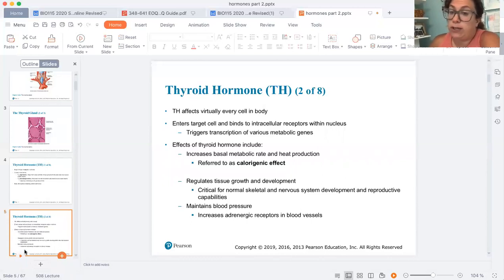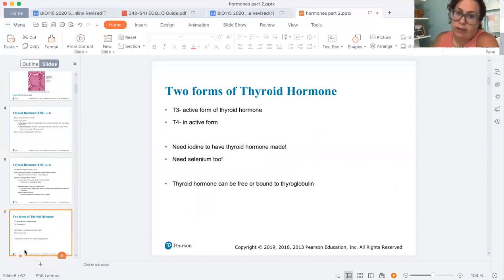It's really important, especially in children, to make sure the thyroid is functioning properly. Otherwise, we can't get normal skeletal and nervous system or reproductive capabilities occurring. And it helps maintain blood pressure, working almost synergistically with others. So T3, or free T3, is our active form of thyroid hormone. It's the one that does the most, the one that we get the most bang for our buck.